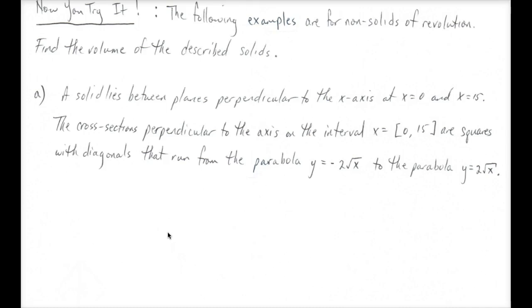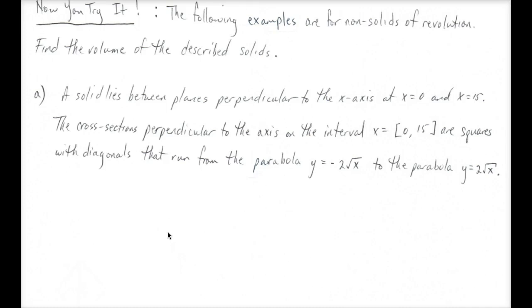This video will be a continuation of the video on calculating volumes of a solid by slicing, disk, or washer methods. We're now at the point where we're going to start doing some of the examples. These will be examples of situations where we have non-solids of revolution, meaning that we're taking a solid that is formed by stacking a bunch of areas basically on top of each other.